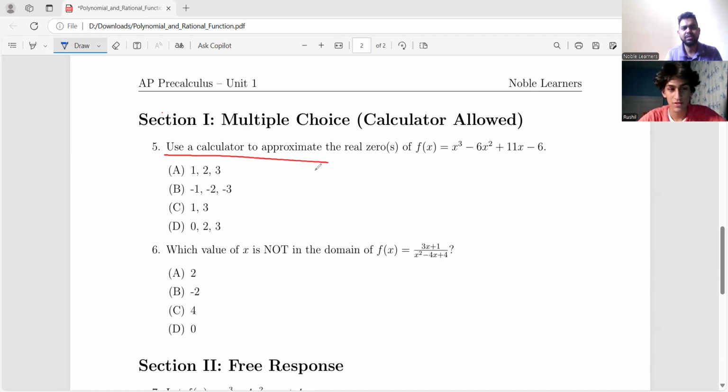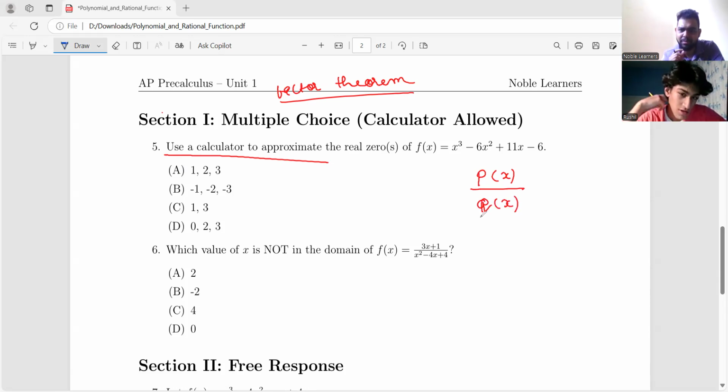Okay, so try this one. Use a calculator to approximate. We don't have to approximate the real zero for this. You know the factor theorem, something called the factor theorem. Maybe we call it something else. Is it the P over Q one, the rational root theorem, P over Q? Yeah, you can use that one as well, no problem at all. Could synthetic division be done? Correct. Is this different from the rational root theorem? No, same thing.